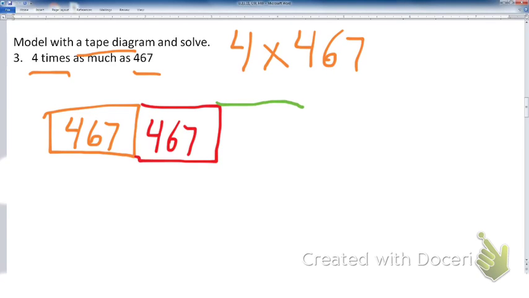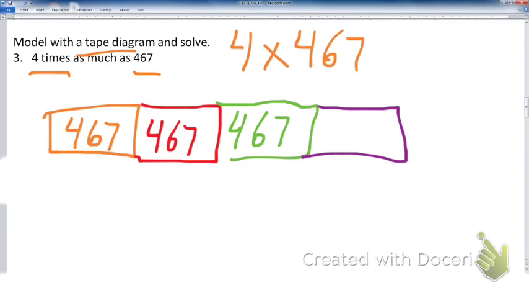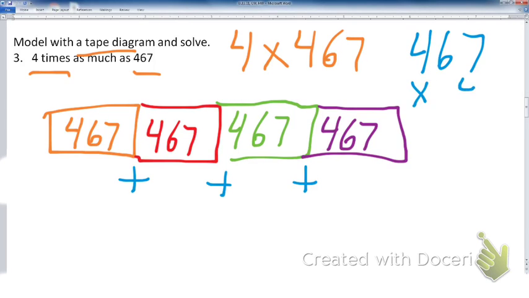So we're going to take 467, and our last one, 467. Now we're adding all these together to find out the answer, which is repeated addition, and repeated addition is multiplication. So 467 times 4, 4 times.